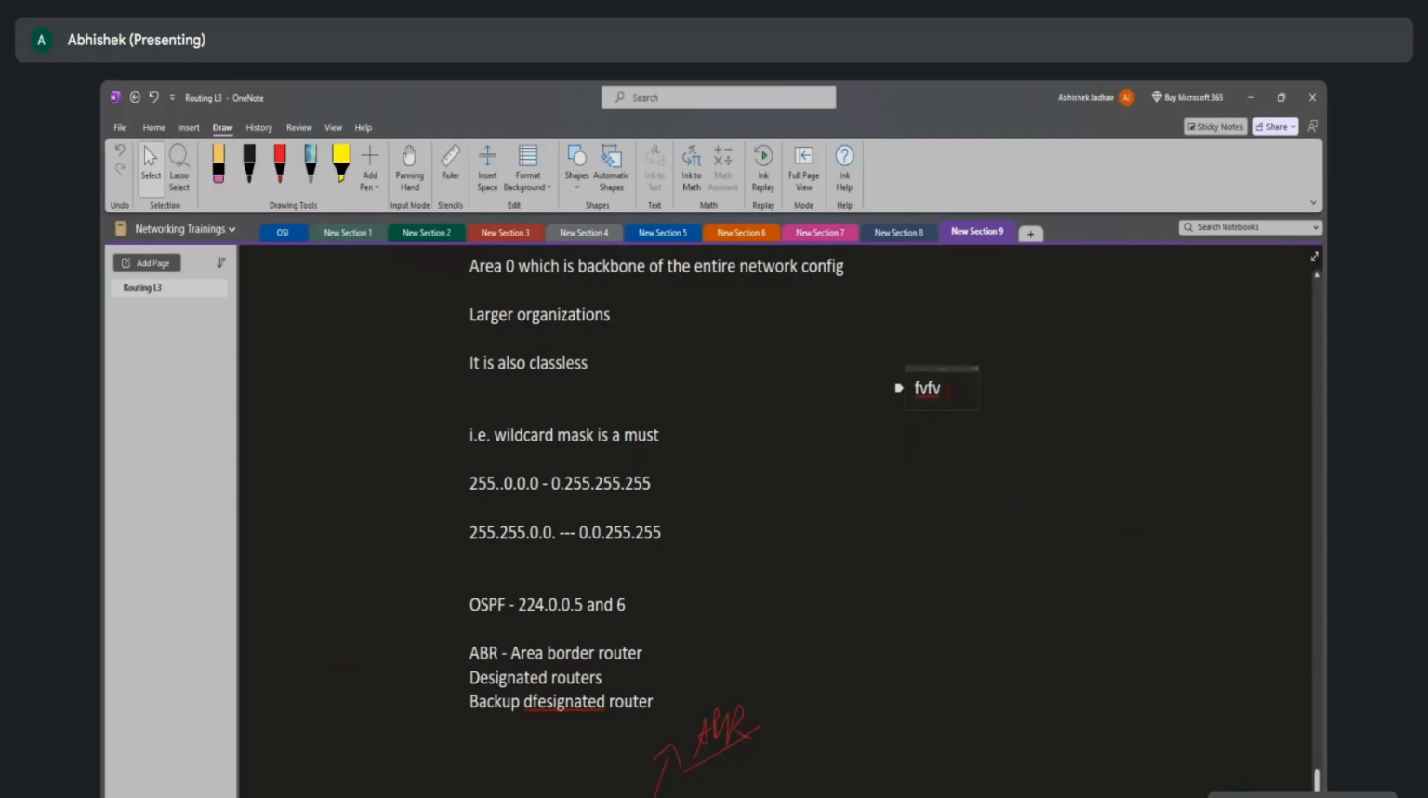Now the important commands related to OSPF which you will configure on the router: if you want to see who the neighbors are for the OSPF protocol you have configured, use show ip ospf neighbor. That's it.